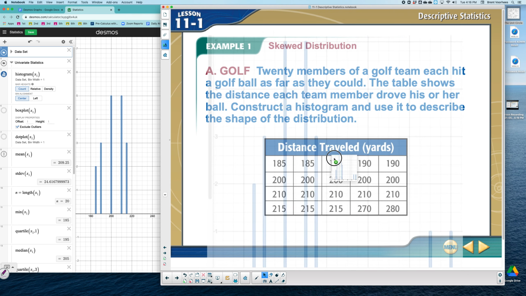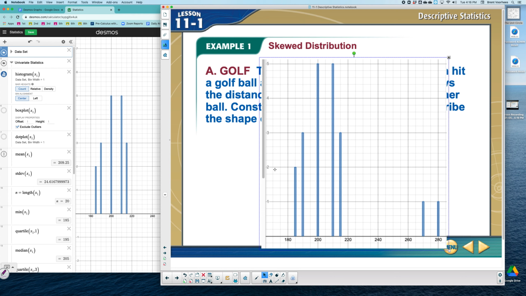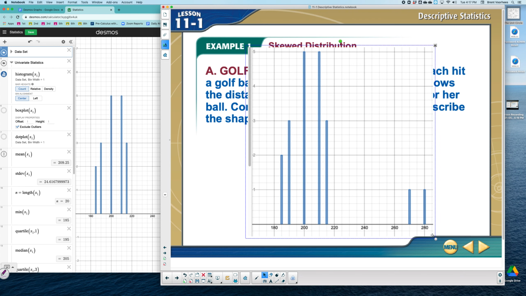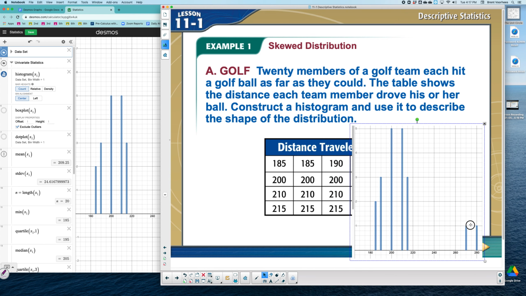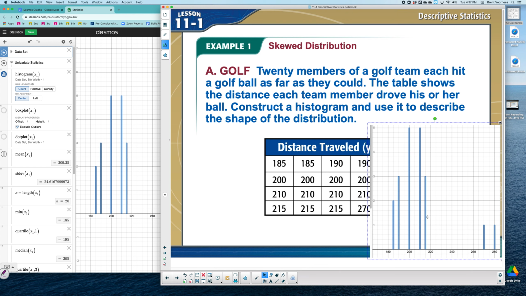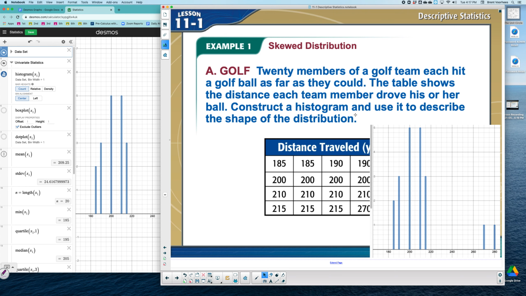Okay, so our histogram shows us not only the values that they drove, but how many people. 2 people drove 185. This would be 190, 3 people drove that. 5 people drove 200. 5 people drove 210. We had 3 at 215, 1 here at 270 and 1 at 280. That's how a histogram looks. Now this data appears to me to be skewed to the right because we have that tail coming off to the right. So that's what we'd say, that it's skewed right, or positive.